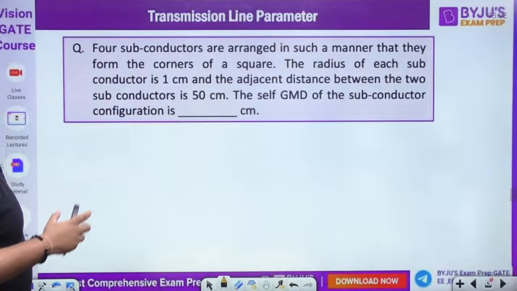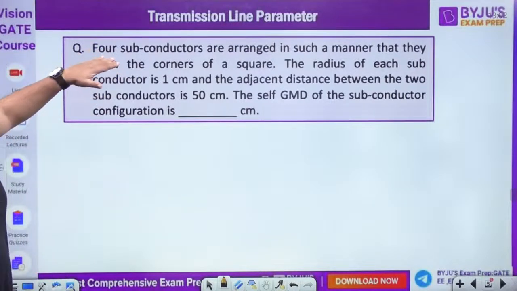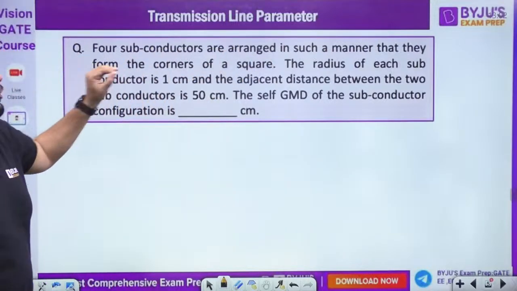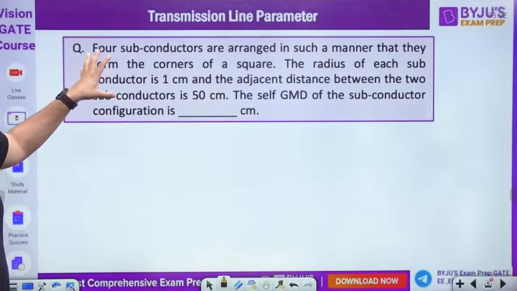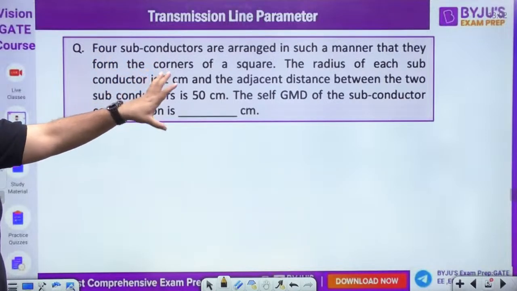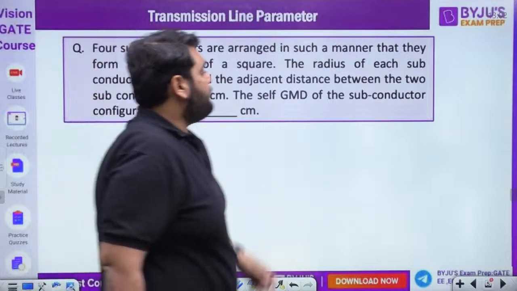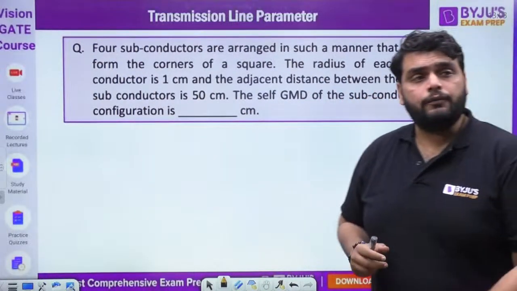Okay, so let's try to solve this question. Read the question carefully. We have 4 subconductors arranged in such a manner that they form the corner of a square. The radius of each subconductor is 1 centimeter and the adjacent distance between the 2 subconductors is 50 centimeter. We have to find the self GMD of the subconductor of this configuration.